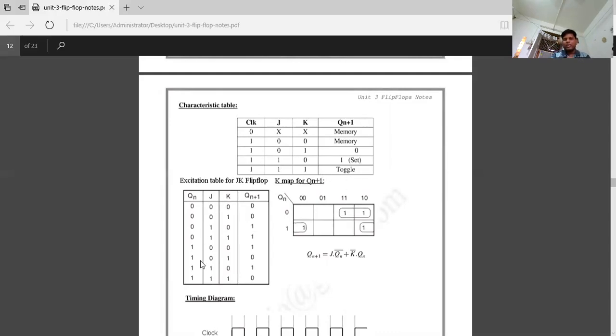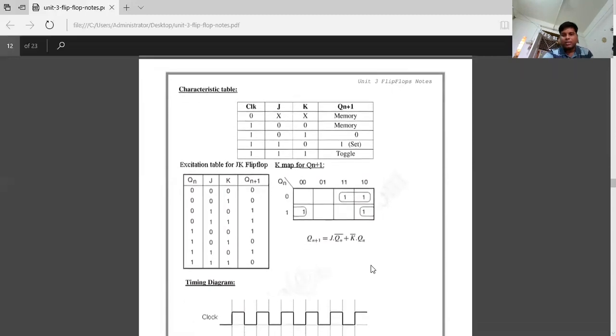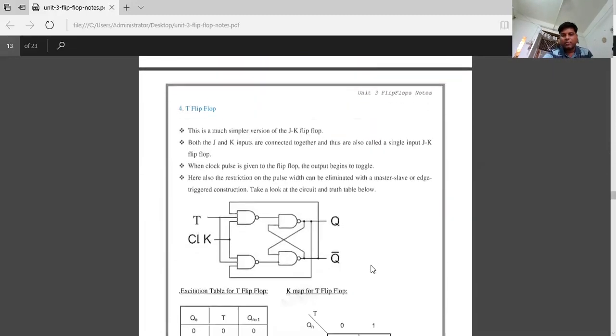So the excitation table has Qn and JK values, with Qn equal to the present state 0 and JK 0 0, giving 0, and so on for the other combinations, with 1 1 giving 1. When the clock pulse is in the high state and Qn is equal to 1, we get the corresponding next states. So we have to draw the K-map after solving this pair. Qn plus 1 equals J Qn dash plus K dash Qn. This is the next state circuit diagram.